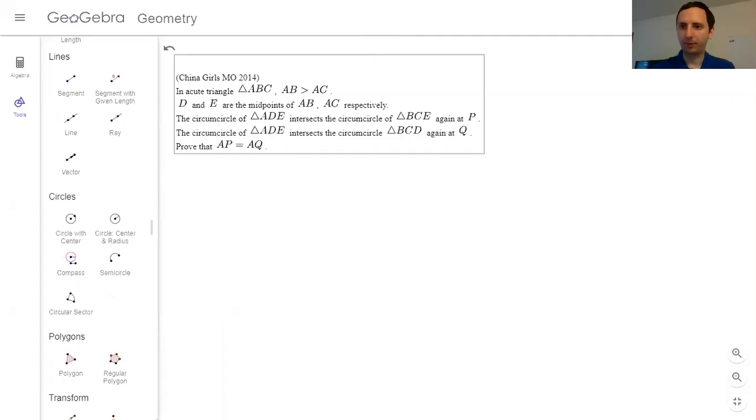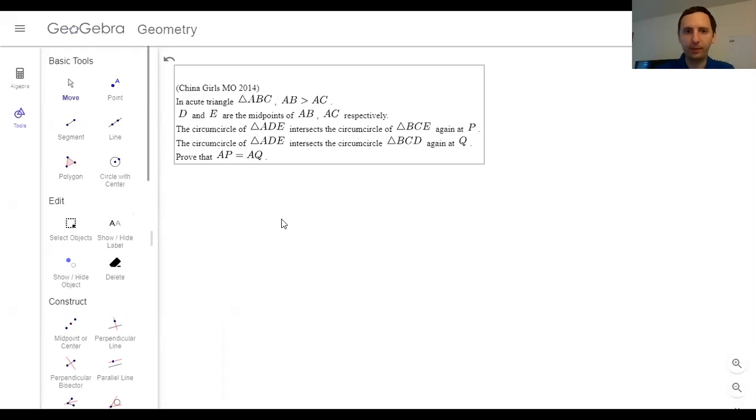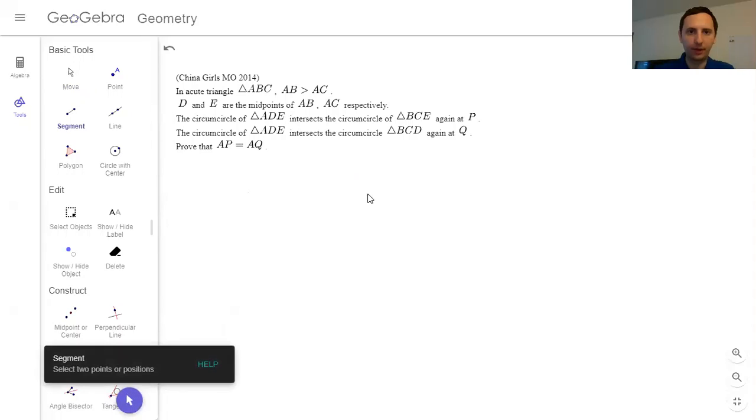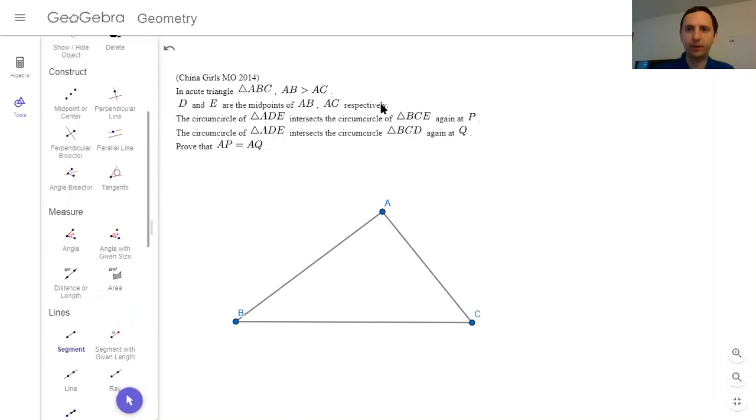All right, so I'm going to start with this question. We have an acute triangle ABC with AB greater than AC. D and E are the midpoints of AB and AC.